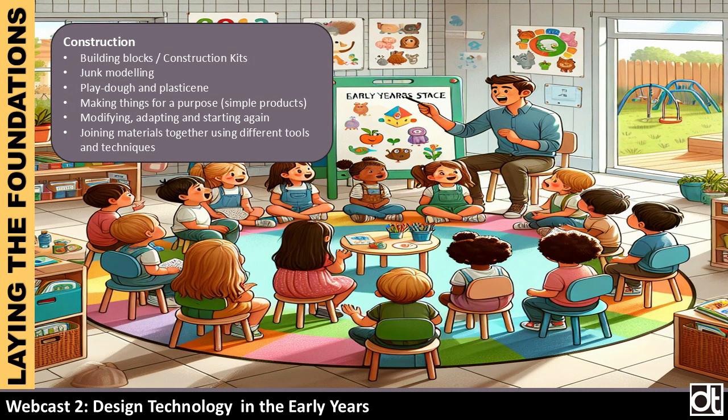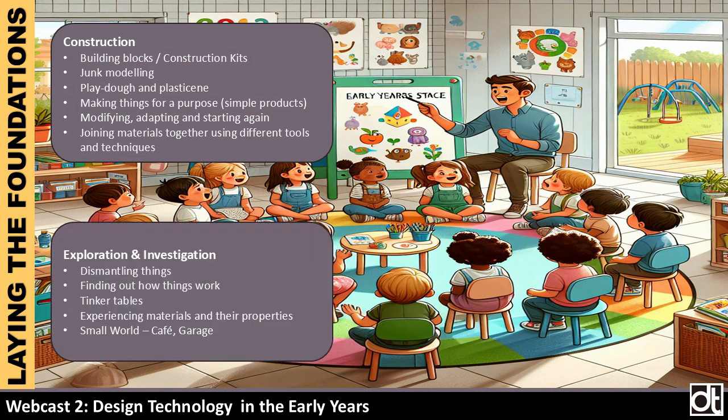Or they can be guided to make simple products such as a paper bag or a spoon puppet or a fairy cake. We can also give the children the opportunity to investigate and explore things through providing them with opportunities to dismantle and take things apart, the opportunity to handle and feel products made from different materials, and finding out how things work through the use of tinker tables.